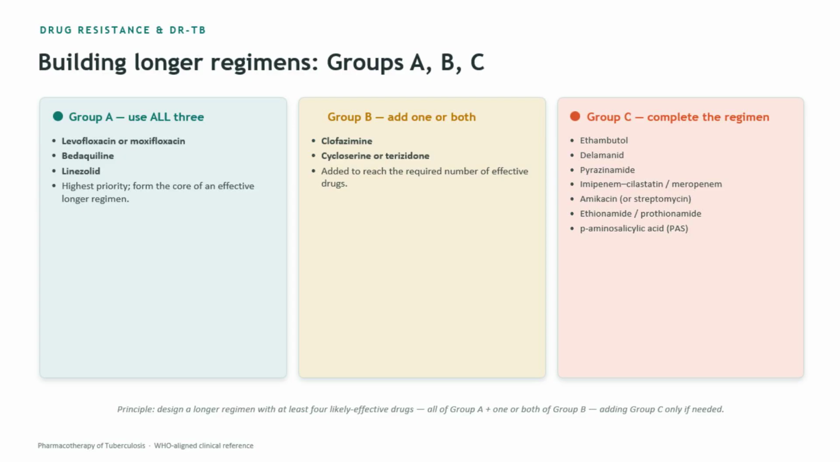When we build a longer regimen for DR-TB, we group the drugs A, B, C, and it's genuinely simple. Group A, use all 3 if you can: a fluoroquinolone like levofloxacin or moxifloxacin plus bedaquiline plus linezolid. These are the core. Group B, add clofazimine and cycloserine to strengthen it. Group C is the reserve bench: ethambutol, delamanid, pyrazinamide, carbapenems, amikacin, and others. You bring these in to reach the required number of effective drugs. Think of it as building a team: start with your stars, then fill the roster.